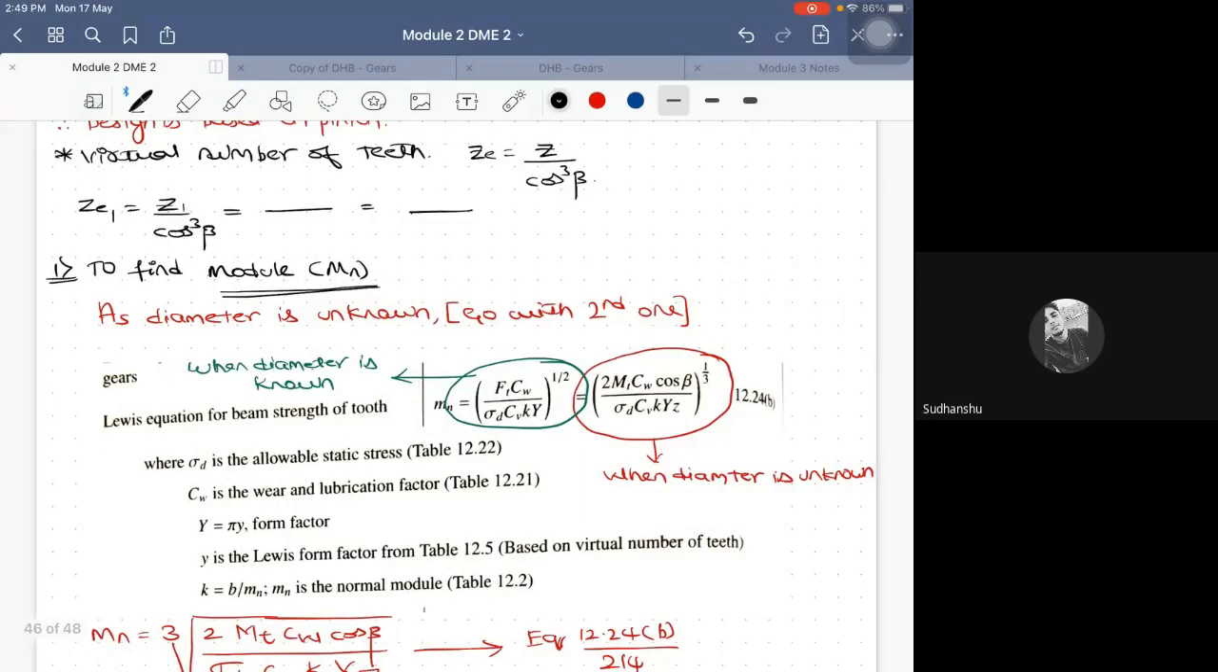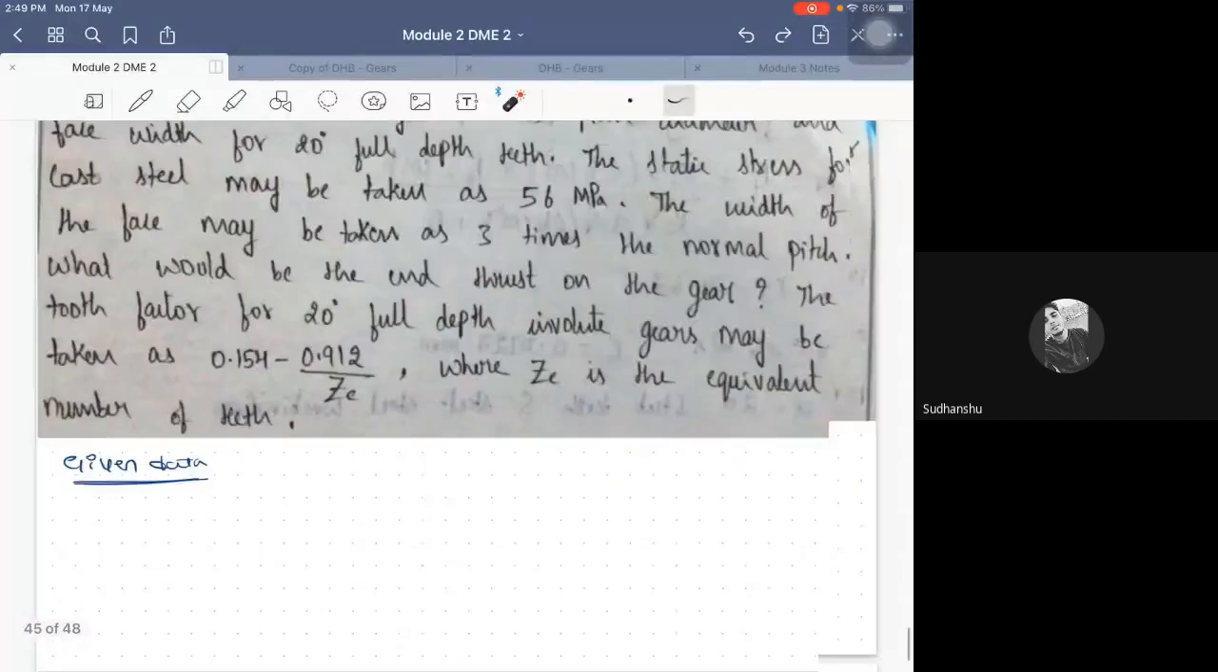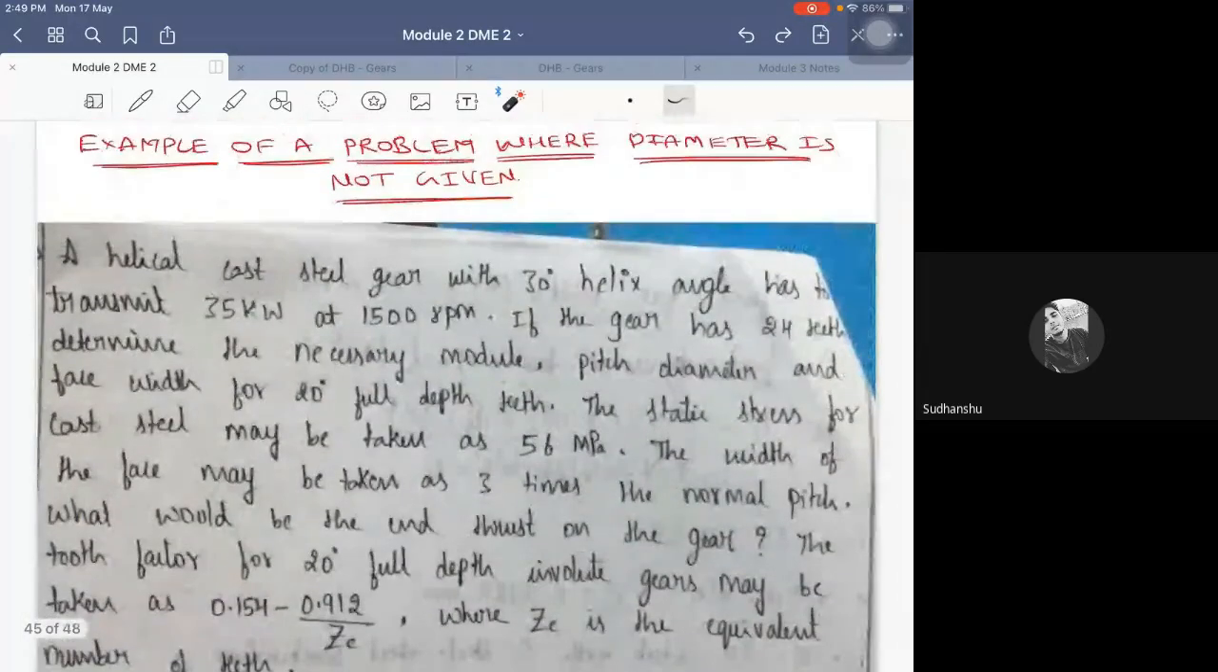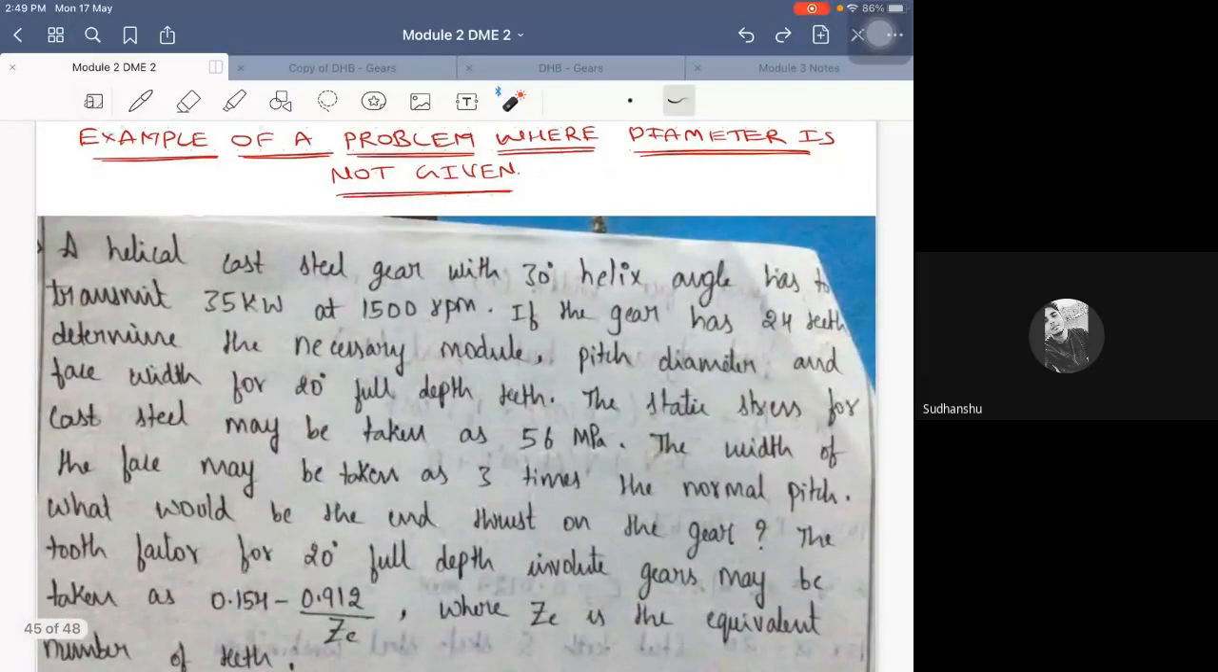So in module calculations, the first formula you will generally be using is this particular formula. Till now we have used this formula. Now if the diameter is unknown, you have to use the second one, which is just to decide it. Everything else remains the same. So just try that. As of now, you can take the screenshot of this. We'll meet in the next class.